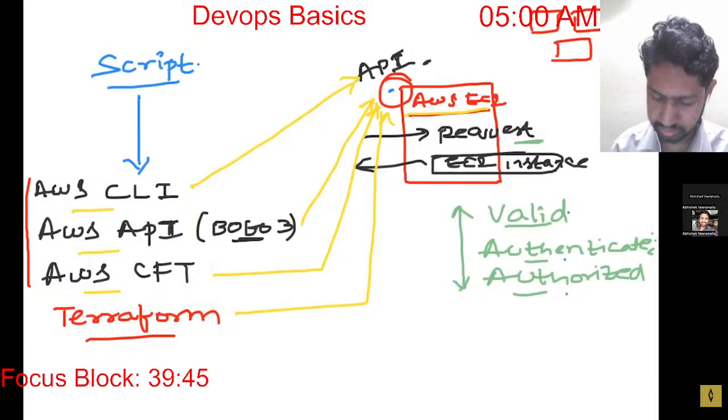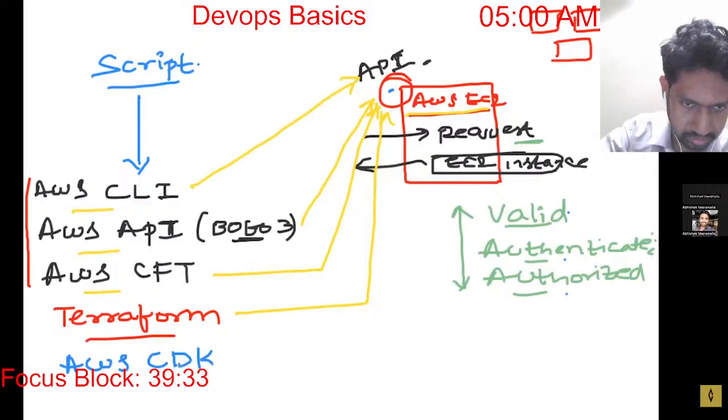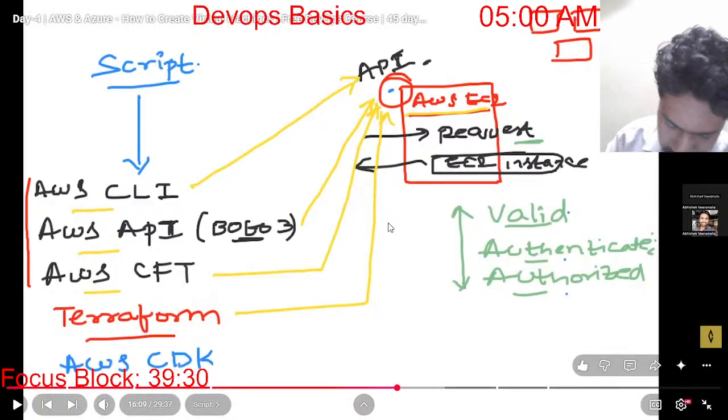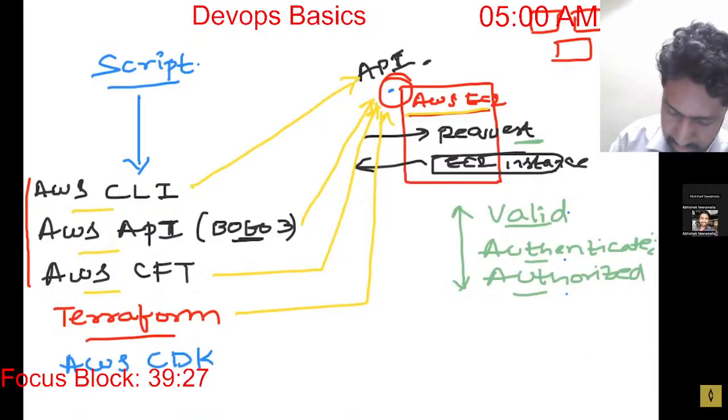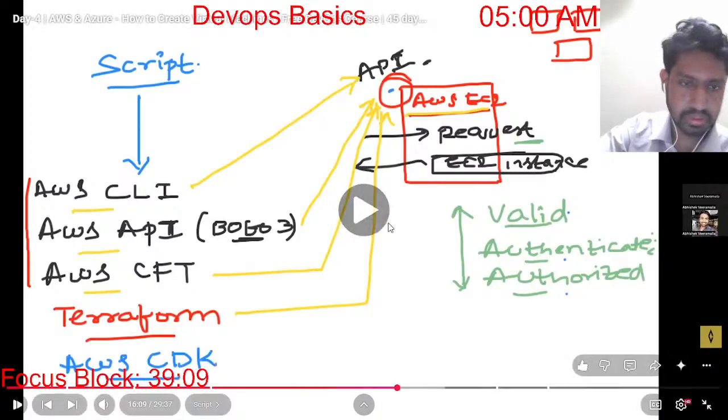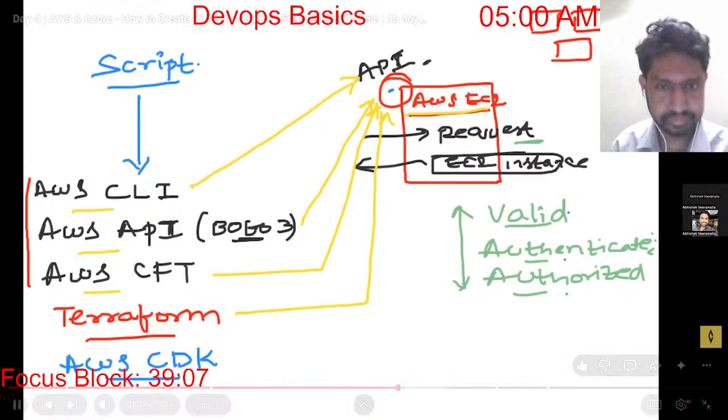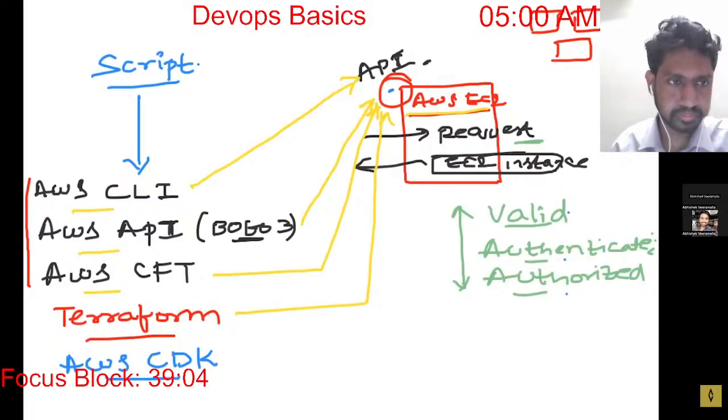You don't have to definitely move to Terraform, right? You can either use AWS CLI, API, or CFT. And AWS also supports additional things. Sorry, I forgot to mention, that is AWS CDK, the AWS Cloud Development Kit, which is recently introduced. So you have four different options, right? Either you can use CLI, API, CFT, or CDK.